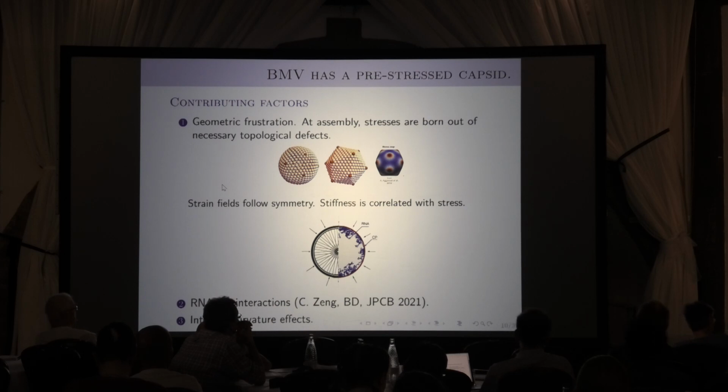Pentamers and hexamers, when you make them to be included in a cage, if you plot this, the mechanical stresses, the elastic energy differences between them, you get a plot that looks like this, with the stresses concentrated at the five-fold vertices. Because the stiffness is the second derivative of this energy, you are going to have there very stiff vertices. The second, so the strain fields follow symmetry. Symmetry is important because it's going to determine the stiffness.